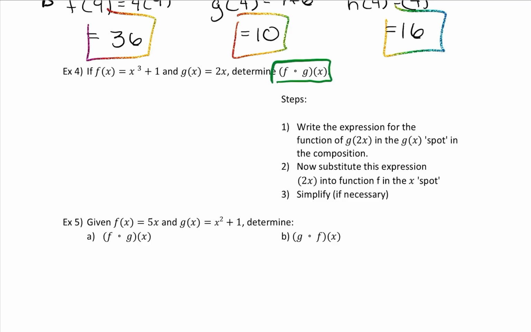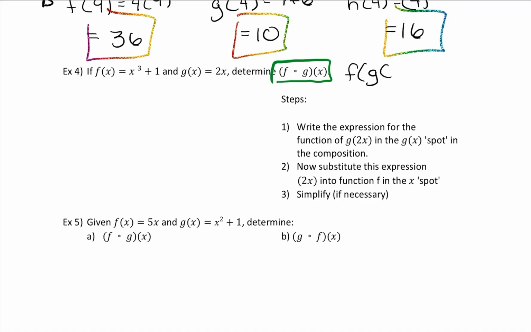So again, the order of this is going to be important because f of g of x is different than g of f of x. Don't think of it like multiplication, even though it looks similar, because in multiplication the order isn't necessarily that important. But here it is because it's going to determine your inner function versus your outer function.